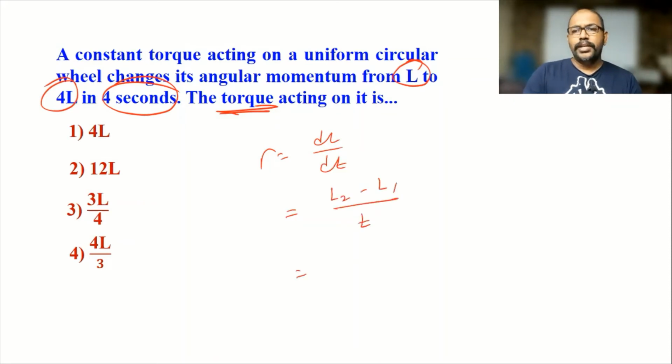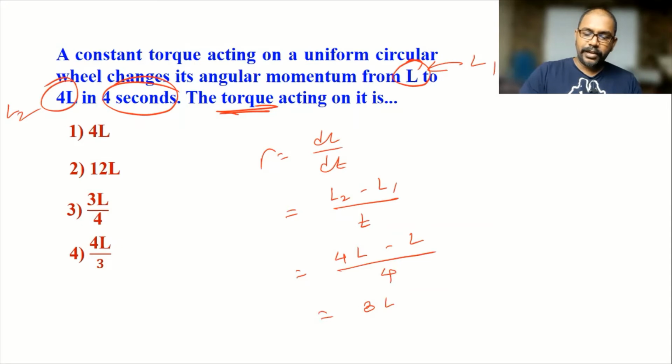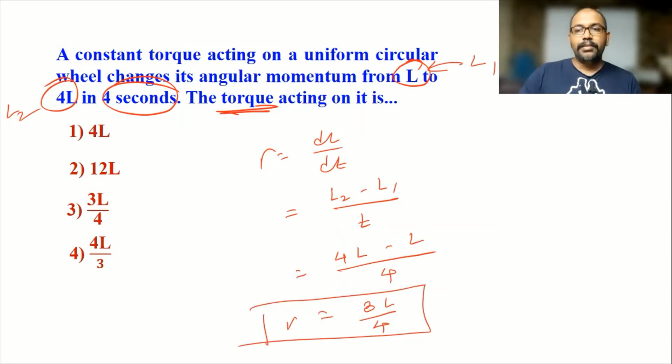Now here the change in angular momentum is there, and L2 is 4L, so this is L2 and this is L1. So L2 is 4L minus L1 which is L, divided by time which is 4 seconds. So here it is 3L by 4. So this is the torque. 3L by 4 is written in option 3. So option 3 is the right answer for this question.